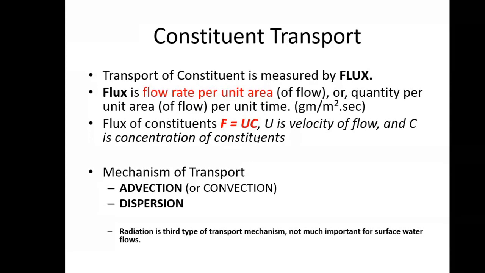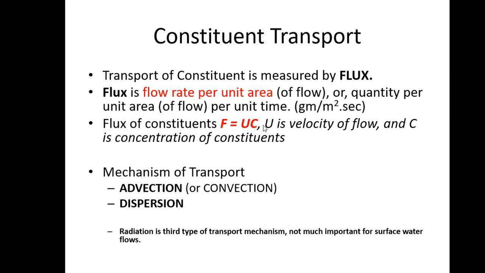And if we multiply the flux with the area, we get the mass flow rate of the constituent. Or if we divide the mass flow rate by the area of the fluid, we get the flux. So mass flow rate divided by area gives us the flux, or simply the average velocity of the flow multiplied by the concentration C. If U is the velocity of the flow and C is the concentration, we get the flow rate of the constituents per unit area.